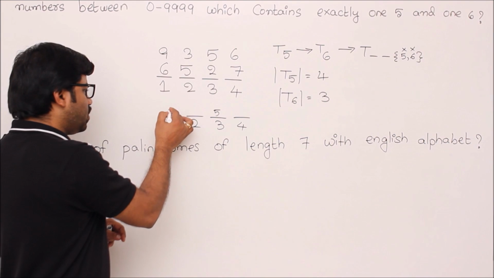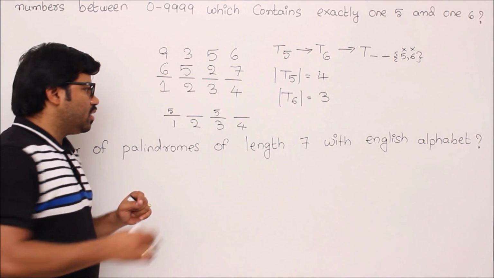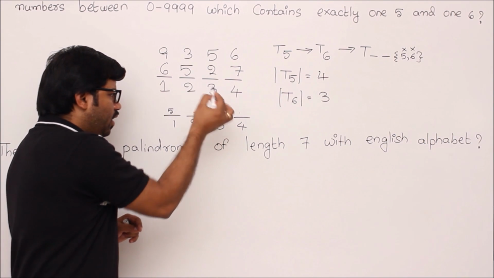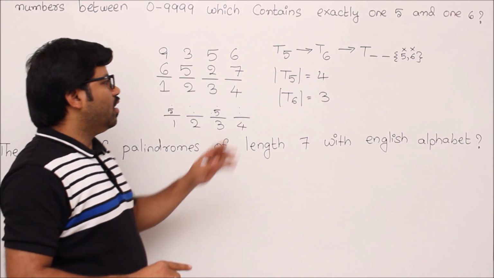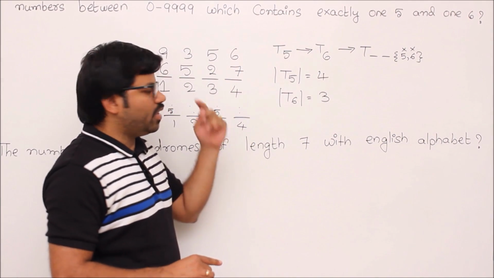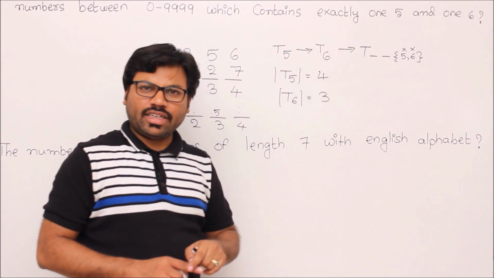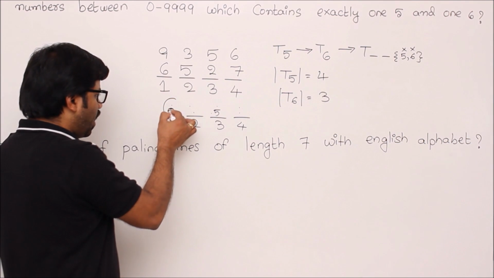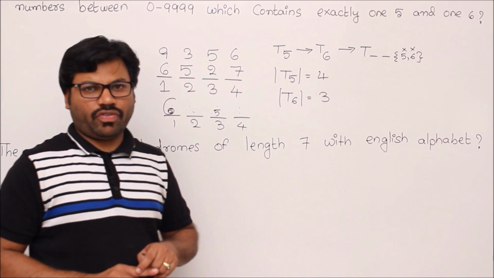For example, if you choose 5 here, that means if you fill 5 here, you still have 3 other options for 6. If I choose 5 here, then we have 3 other options. So the number of ways of filling 6 is independent of the number of ways of filling 5. T5 and T6 are independent. Similarly, I can prove that T double dash is also independent. Wherever you fill 6 after filling 5, these two other positions can be filled in the same number of ways.